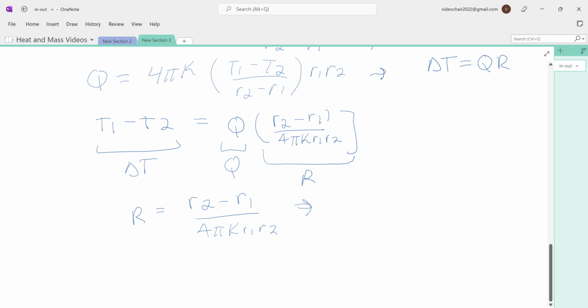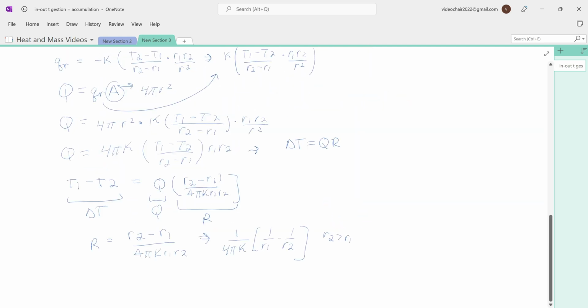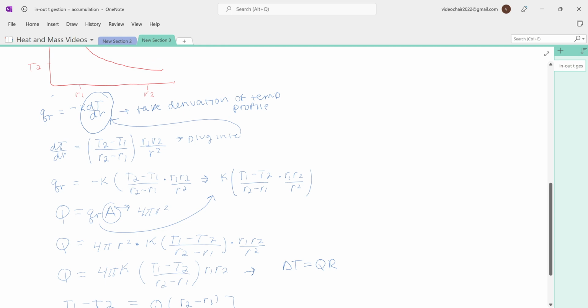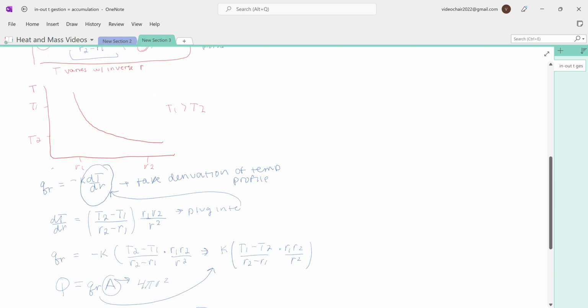And then if you further simplify that, that comes out to 1 over 4 pi K times 1 over R1 minus 1 over R2. So this is the thermal resistance, for R2 greater than R1. And even if R2 goes to infinity, the value of R only goes to 1 over 4 pi K R1, which is fairly small. But that is an example on how to derive the temperature profile and thermal resistance of a sphere. Thanks for watching.